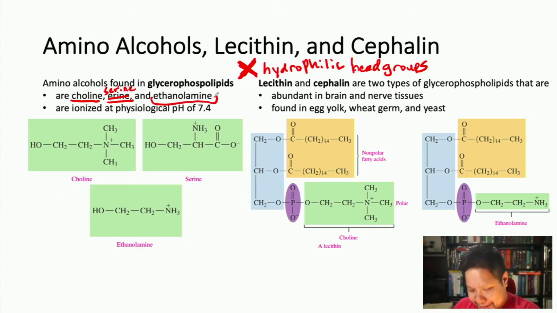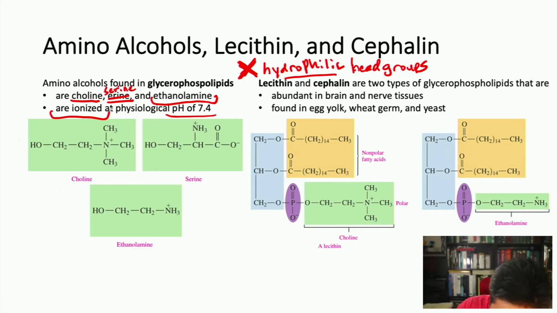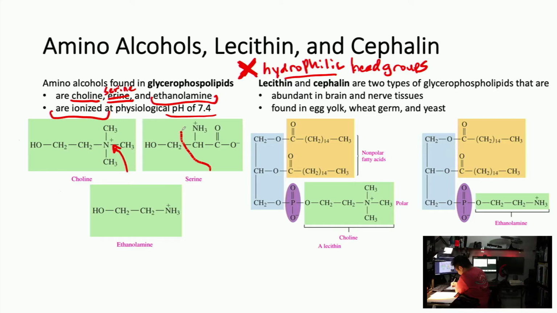That's some of them. And they are actually considered hydrophilic because at physiological pH of 7.4, they're ionized, which means they're charged, right? So looking at choline here, we have a charged nitrogen. And looking at serine here, we have another charged nitrogen. And looking at ethanolamine, we have another charged nitrogen. And that's why they're called the hydrophilic head groups, or X in my previous picture.